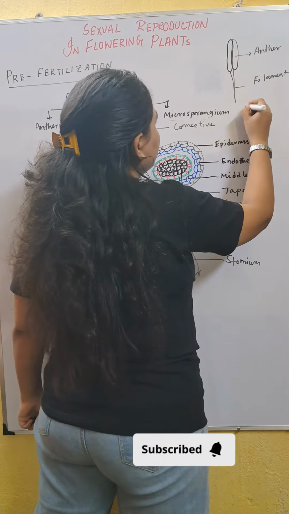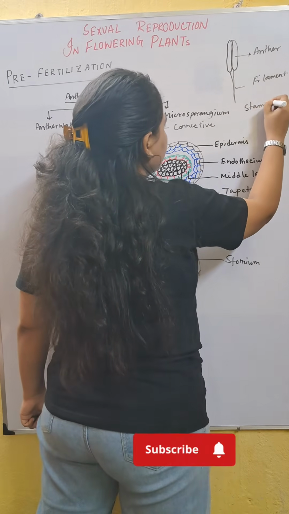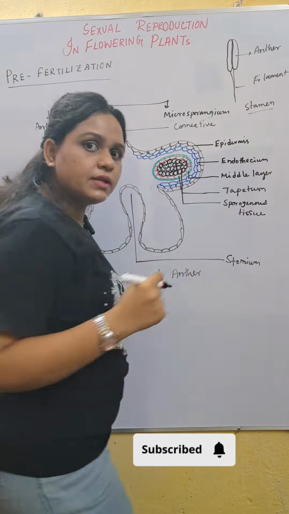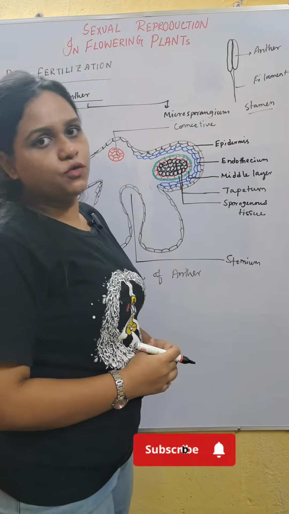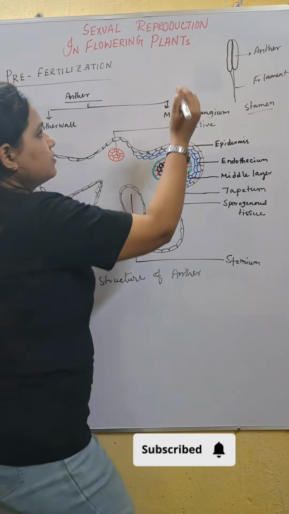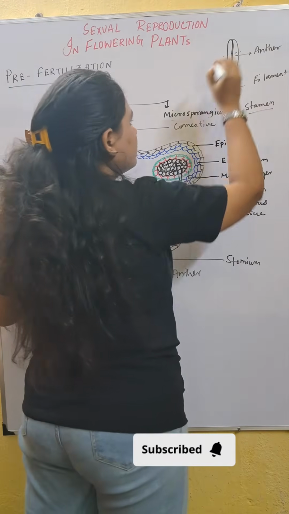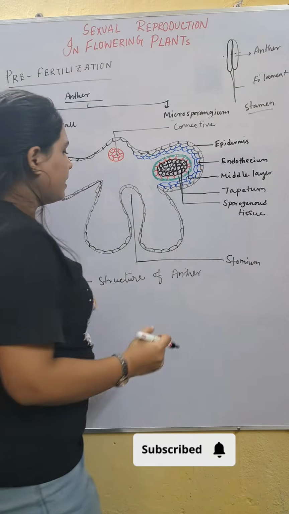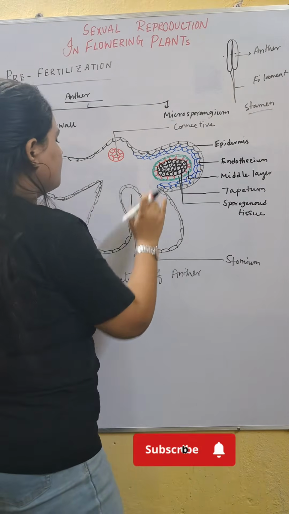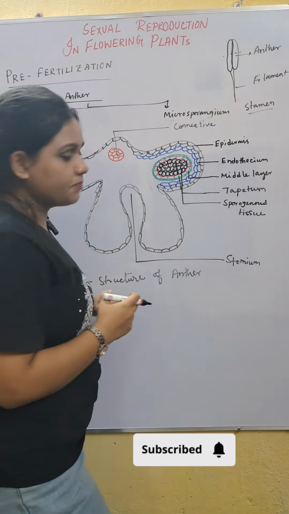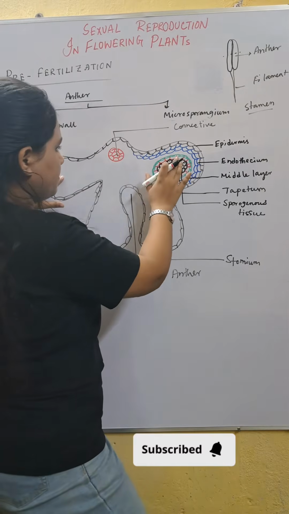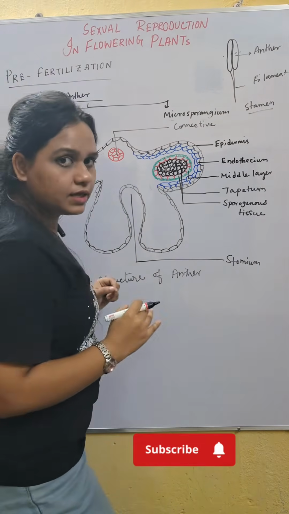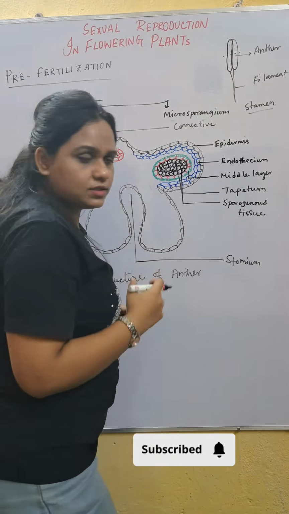Together they are called stamen. So this is the stamen. Stamen is the unit of androecium. Now, whenever we cut the anther like this, it will look like this. It is bilobed, but four chambers of sporangium are there. So these are four chambers. I have drawn in detail a single sporangium.